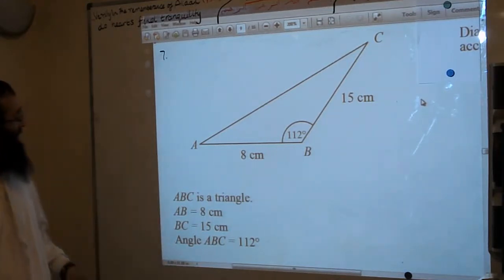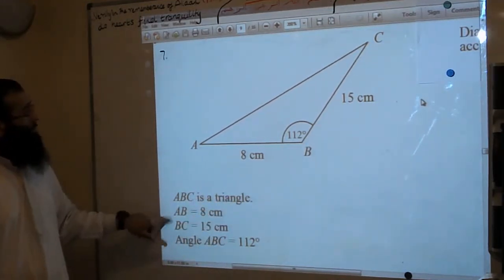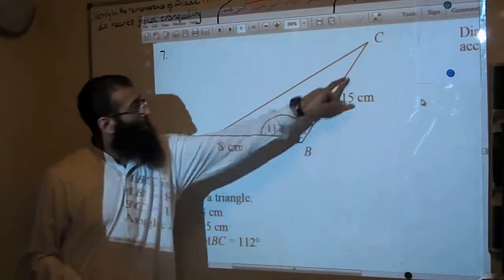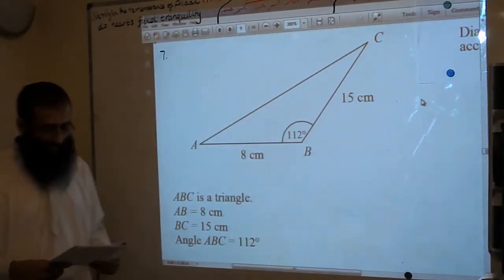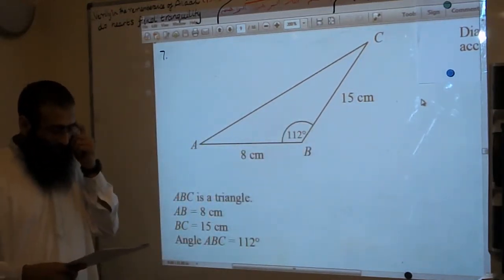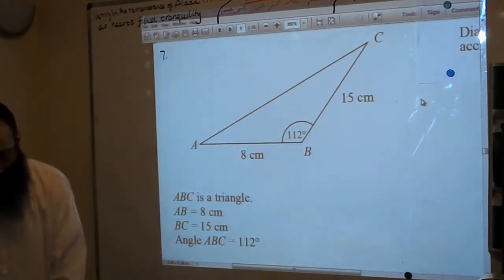So the question says that we've got ABC is a triangle. So we know this length is 8 from here to here, and that length is 15. It says calculate the area of the triangle. Give your answer correct to 3 significant figures.